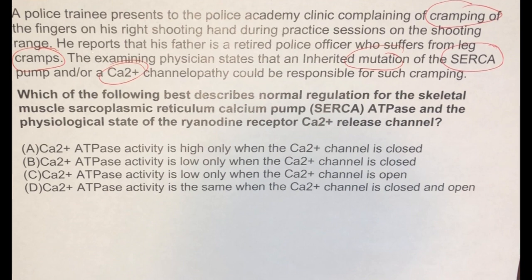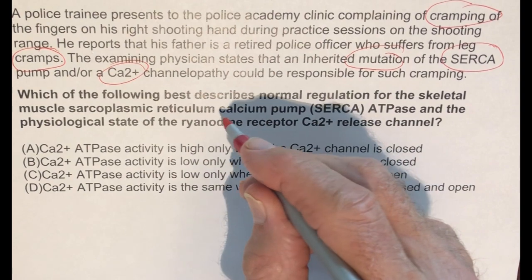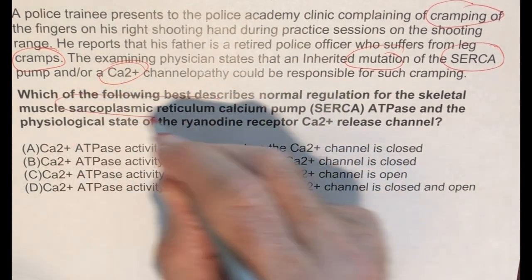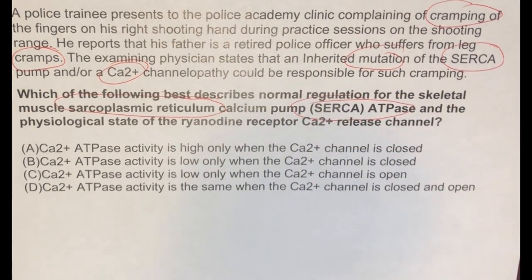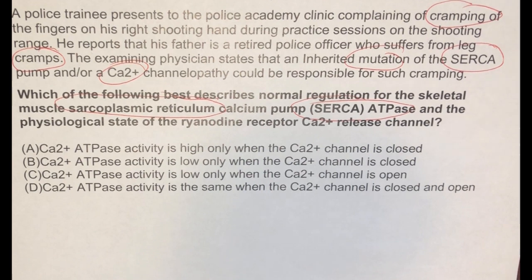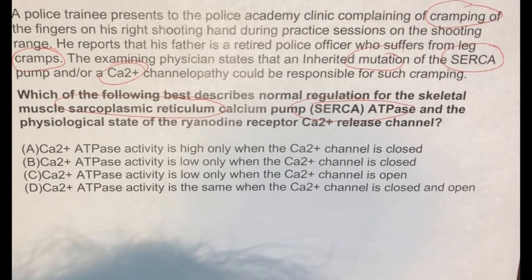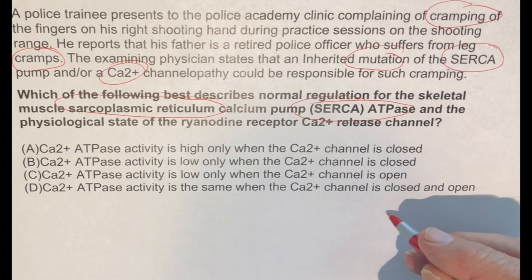So, let's see the interaction. Based on this question, we're talking about the sarcoplasmic reticulum, a calcium pump, ATPase, which is an active transport mechanism for getting calcium out of the sarcoplasm and back into the sarcoplasmic reticulum, and the ryanodine release channel. So this question is giving us all the information we need. We just have to use our logic and our knowledge to piece it all together.